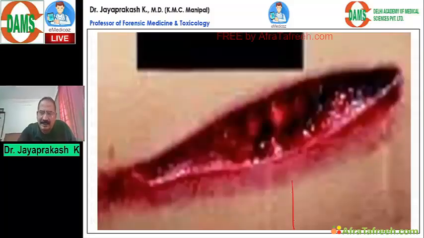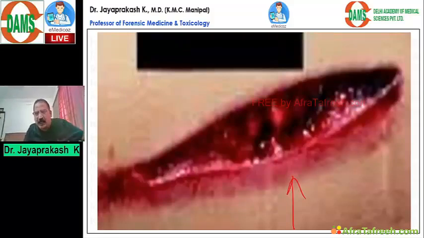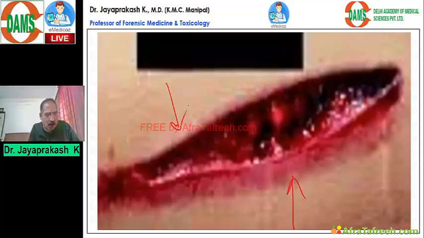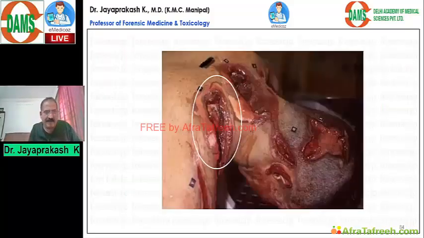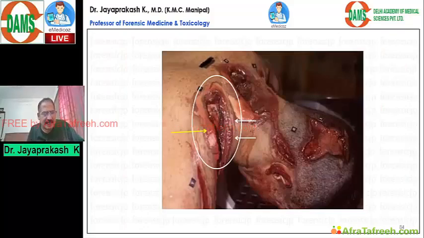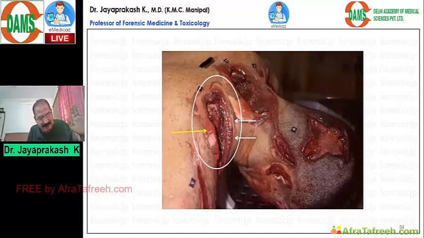Now you can see abrasion or contusion at the margin. That means it is caused by a sharp cutting, heavy weapon. You see the margins are regular. That means it is a chop wound. Margins are regular, edges are abraded or contused, and there are no neurovascular bundles. It is a chop wound.